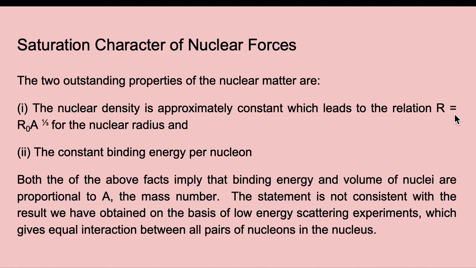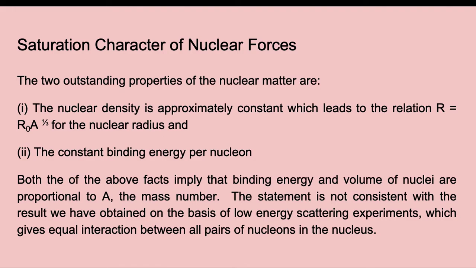And here, you can see that volume is 4 by 3 pi r cube. That means it will be 4 by 3 pi, R0 A raised to 1 by 3 the whole cube, which means that it will be R0 cubed A. That means volume is proportional to A. And also the binding energy is proportional to mass number. That means binding energy per nucleon, binding energy divided by A, is equal to constant.